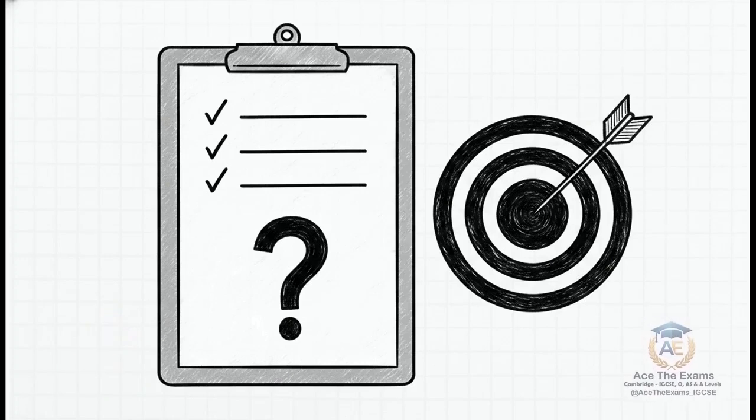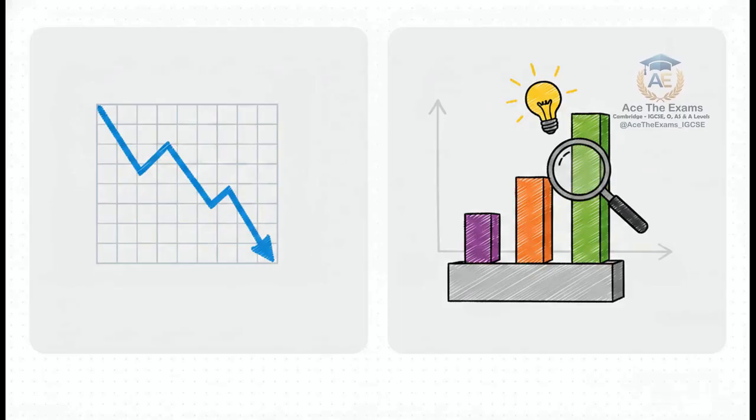This answer is completely stuck at the basic descriptive level. It hasn't reached the analytical depth required by the command words. It's literally just reciting numbers back to the examiner without proving any understanding of the numerical method's limitations. Let's look at the fix.